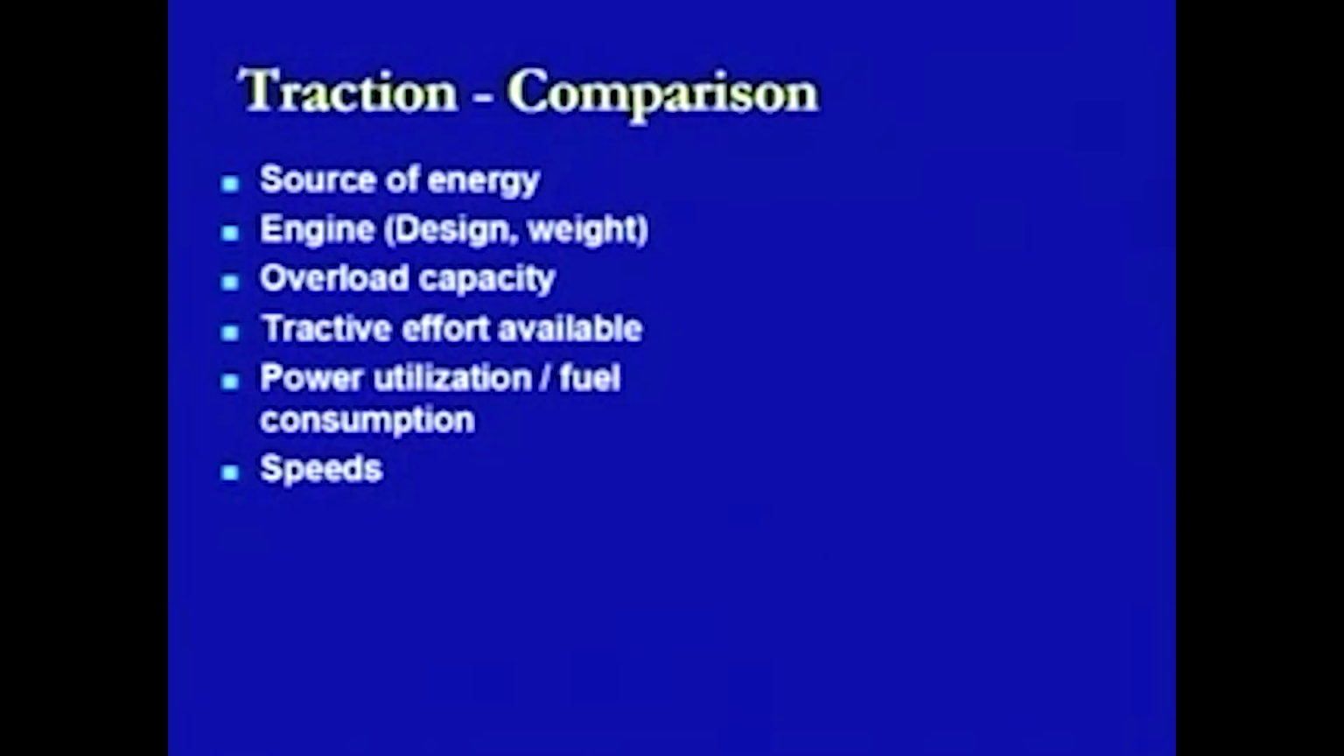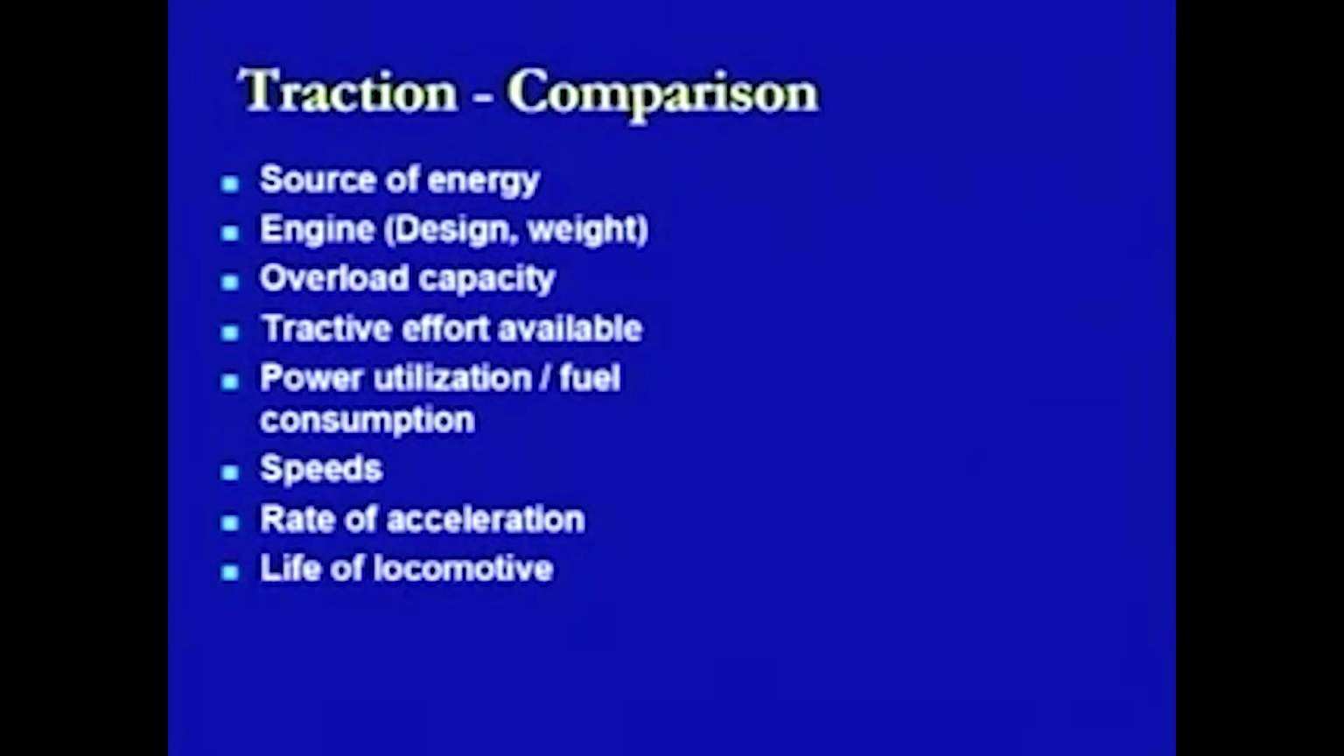Then speeds are there. The speeds in the case of the diesel locomotives are high, but in the case of the electrified locomotives, they are very high. The rate of acceleration, again, it's related with the speeds, and therefore the rate of acceleration is better in the case of electrified locomotives as compared to the diesel locomotives. The life of locomotives, in the case of diesel locomotives, the life is somewhere up to around 30 years, whereas in the case of electrified locomotives, it's more than 30 years.